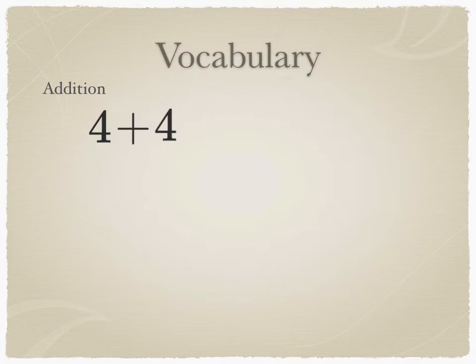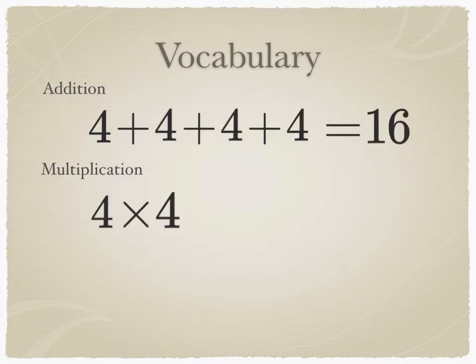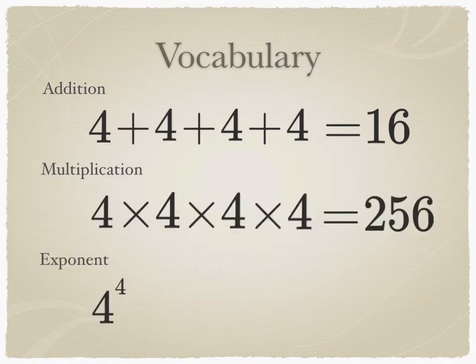I'll start with addition. We're all familiar with what addition is. Well, when you add a number repeatedly, what you really get is multiplication. And when you multiply repeatedly, what you get is an exponent. So 4 multiplied by itself 4 times is 4 to the power of 4.